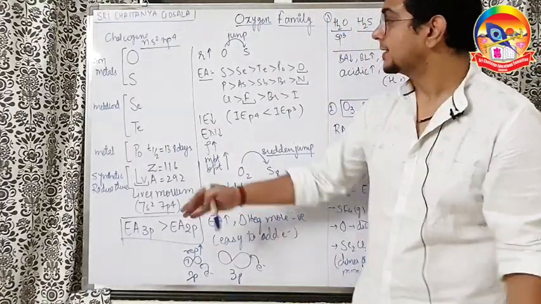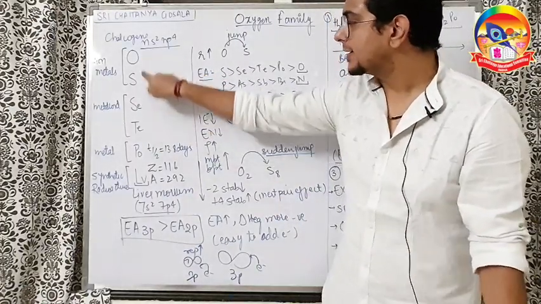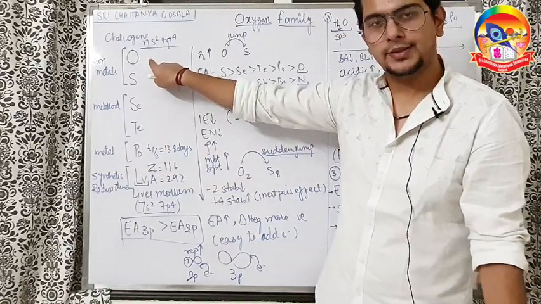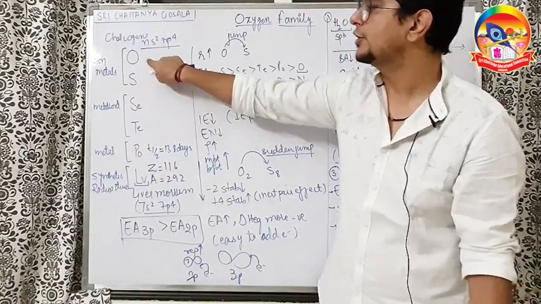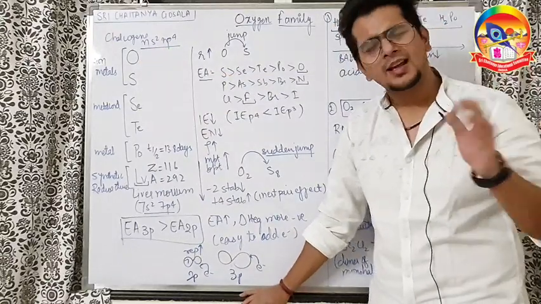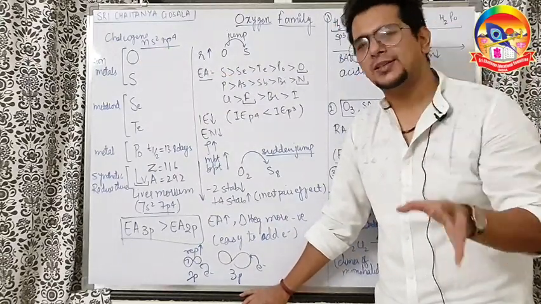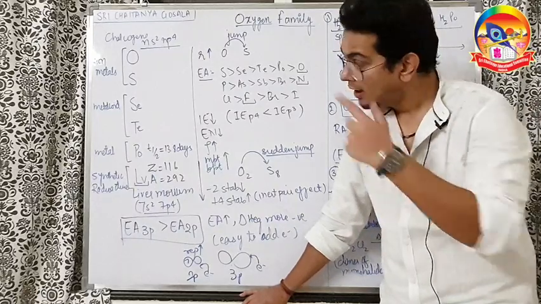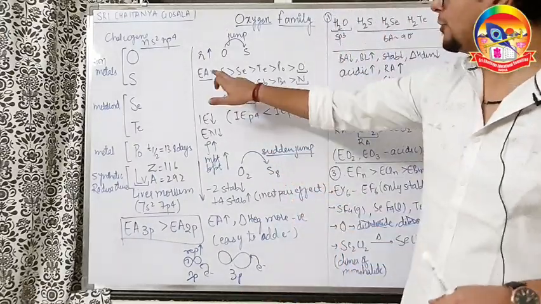So what happens? That simply means that all these elements are sufficiently big as compared to oxygen, because from oxygen to sulfur there is a huge gap in radius. That means oxygen is exceptionally small. Second period elements are exceptionally small as compared to third period elements. So what happens when we talk about electron affinity?